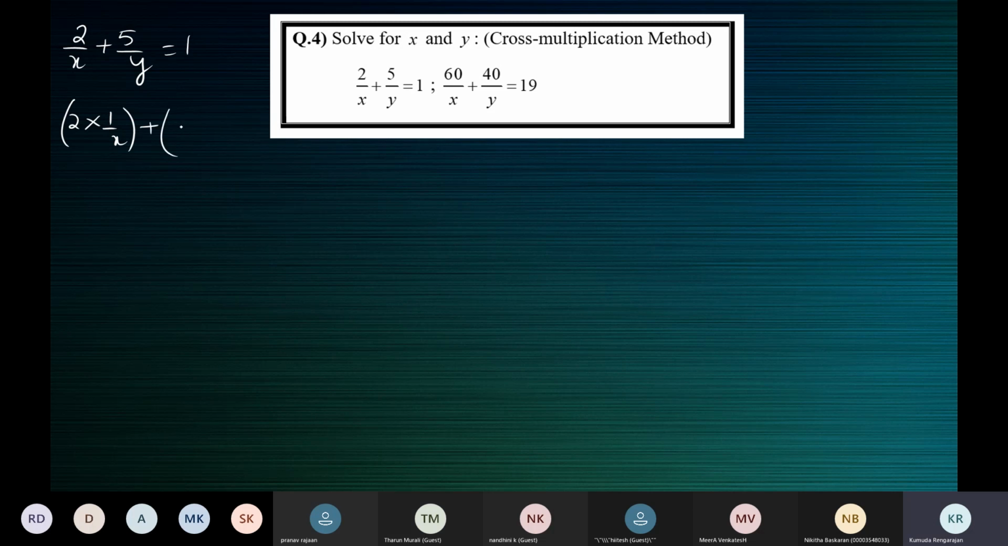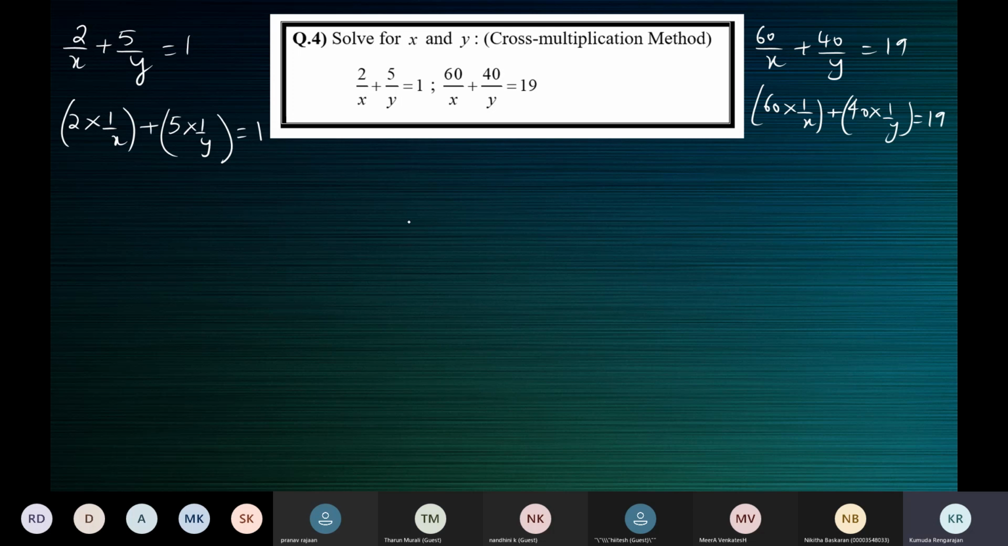Plus, what is 5 by y? 5 into 1 by y is equal to 1. What's the second equation? 60 by x plus 40 by y is equal to 19. So 60 into 1 by x, plus 40 into 1 by y is equal to 19, correct? Yes, ma'am.